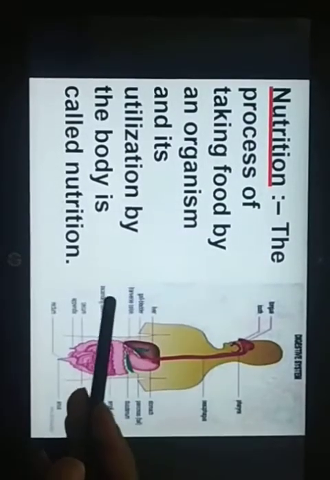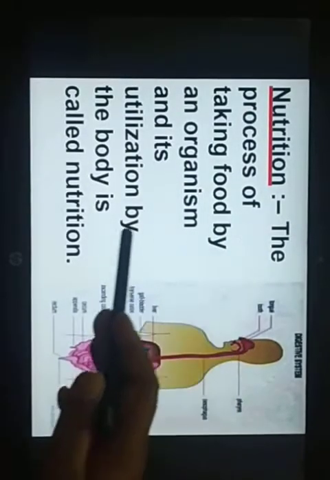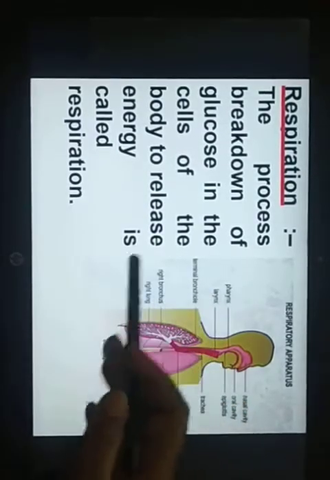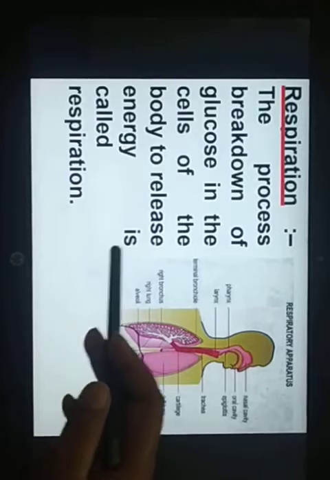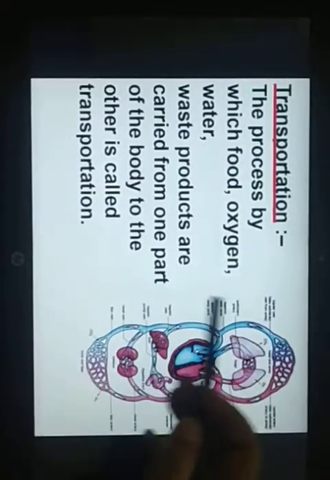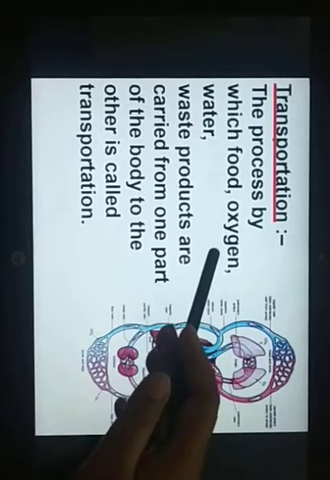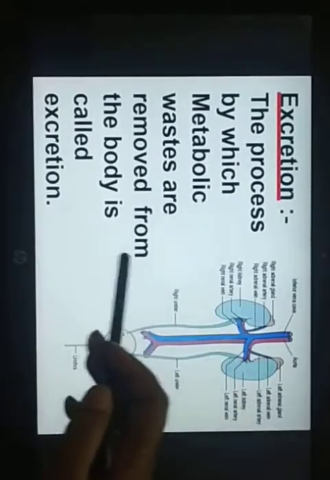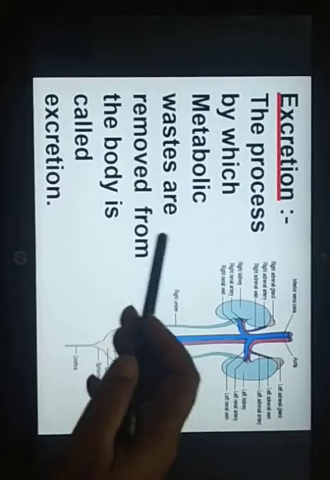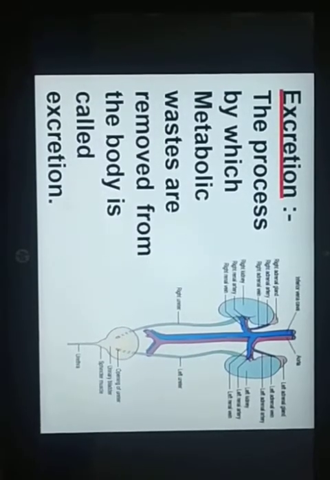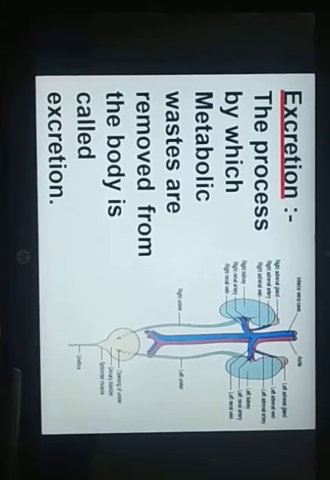Right? Next, we will study nutrition, the process by which organisms take food. Respiration, where the food breaks down to release energy. We will study in detail later on. Again, transportation, a process by which food, oxygen, water and waste products are transported throughout the body. And excretion, a process in which the metabolic waste, the wastes which are produced in the body, are removed. Fine. So all these 4 life processes we are going to study in this chapter.